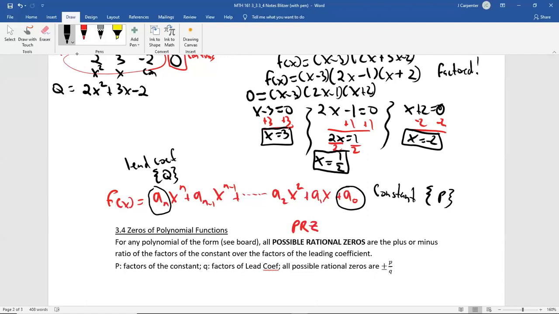So you're going to have to go to the side and list all the factors of these numbers. For instance, if this number was a 6, I would have 1 times 6, 2 times 3. Those would be the factors. So 1, 2, 3, and 6 would be the values of Q.